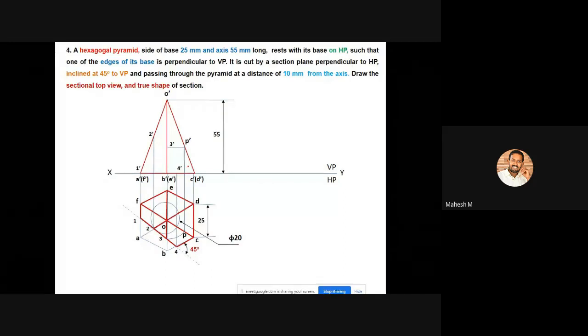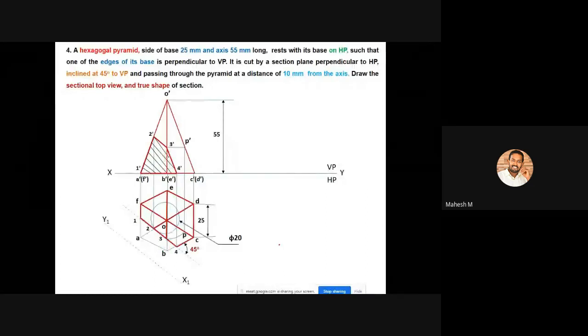So you can connect these 4 cutting points with a dark line, like this. Then you can create a section line. Please don't highlight this particular edge, because that edge has been removed. So the 3 to B edge has been removed, so don't highlight that edge. Then you can highlight all the remaining edges. So that is our front view.